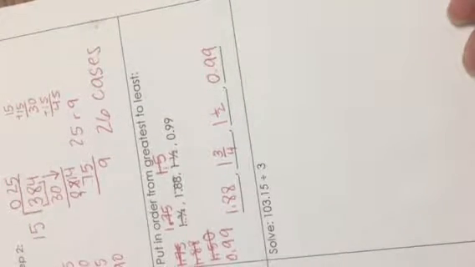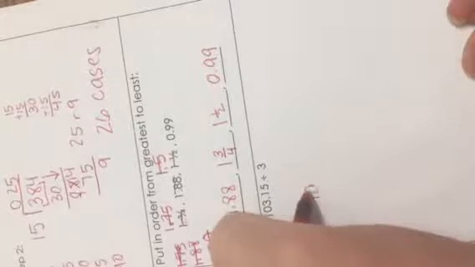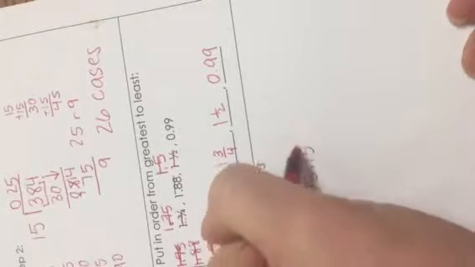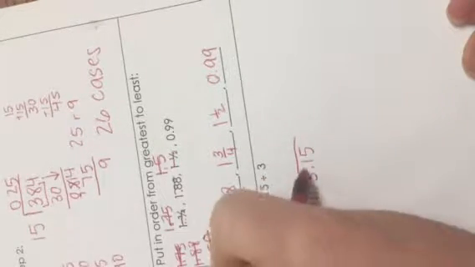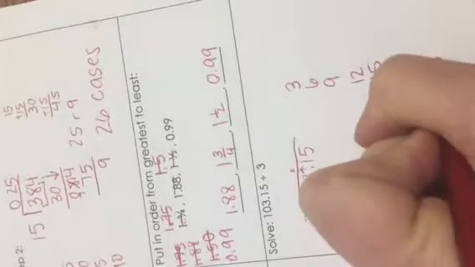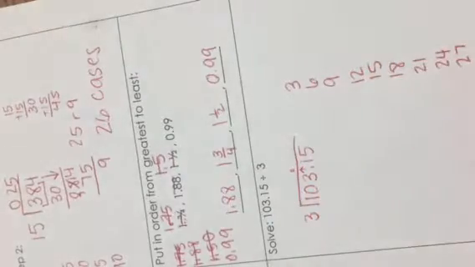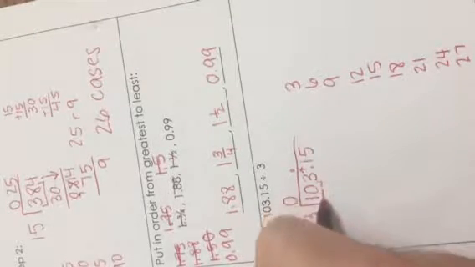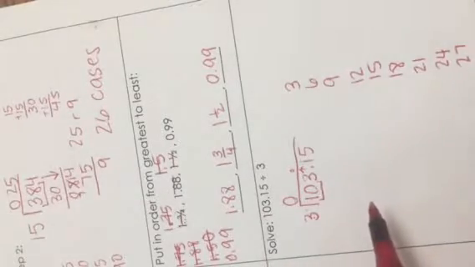Okay, the last one says solve 103 15/100 divided by 3. So when you are dividing with decimals, it's important to just bring your decimal point up before you start dividing. So I'm going to put my multiples for 3 next to it just to help me. If you have a multiplication chart, you can look at that. So 3 can't go into 1, but it can go into 10. So 3 times what gets me closest to 10 without going over?